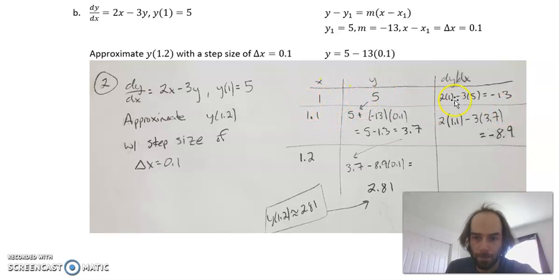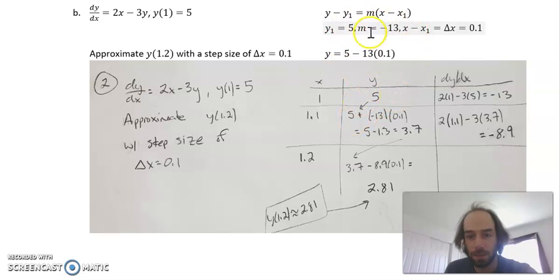Then, hold on to that. I'll use it in a moment. I take x equals 1.1. Where did I get the 1.1? Remember, delta x is 0.1, so I'm going to add that value to this x value. I get 1.1. Then I take the 5 and I slide it down here.